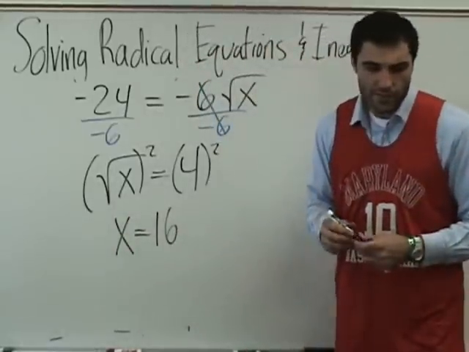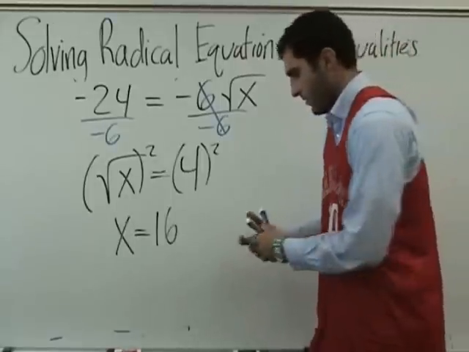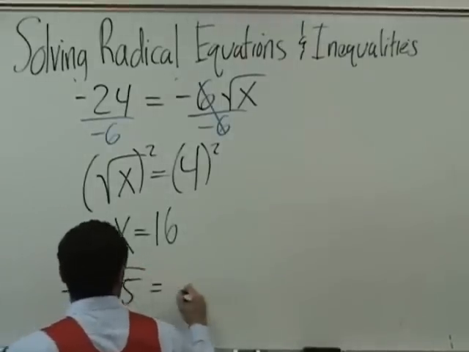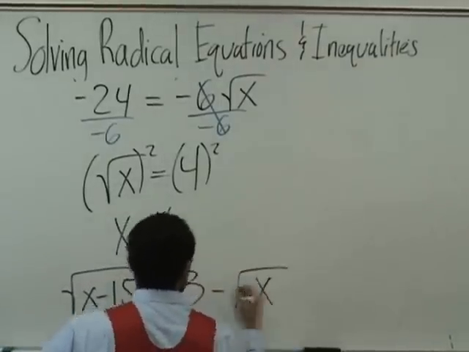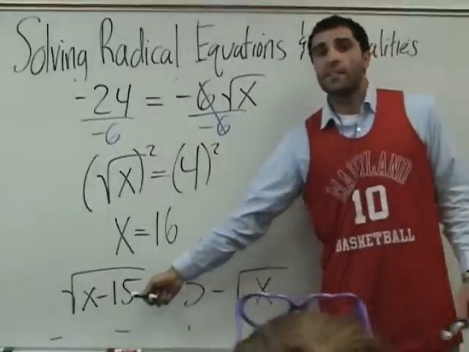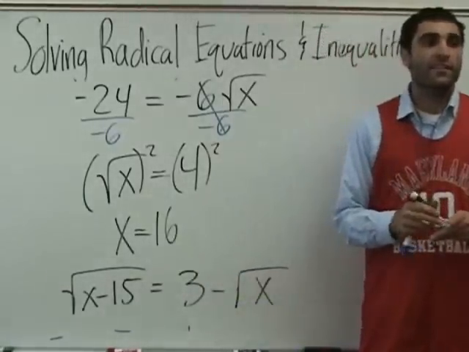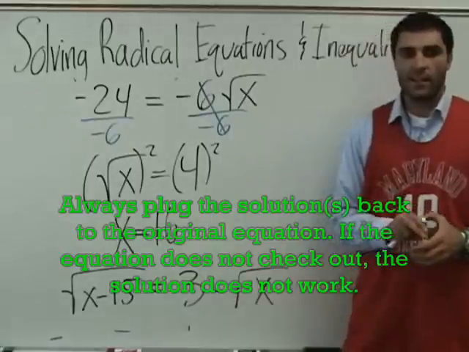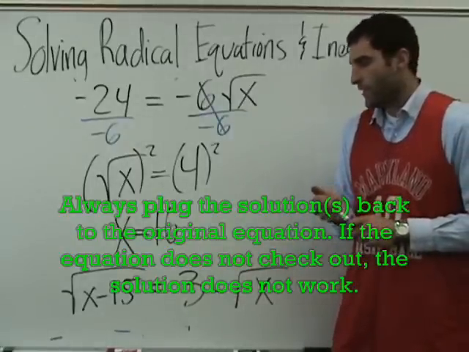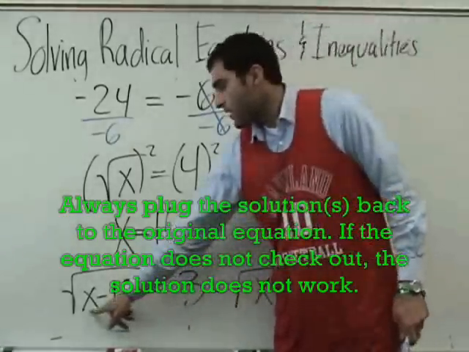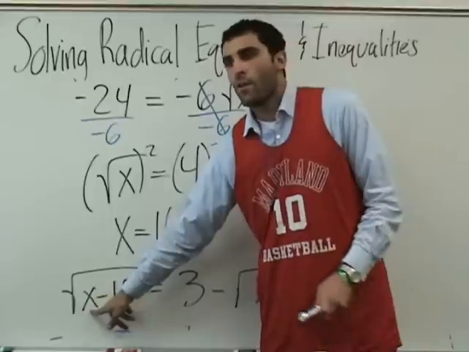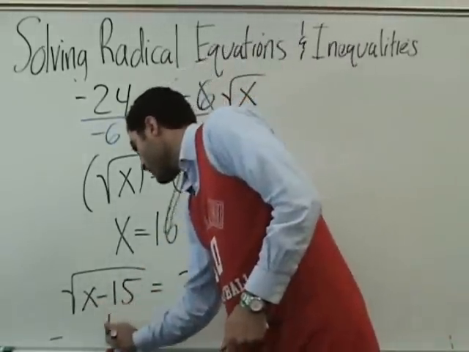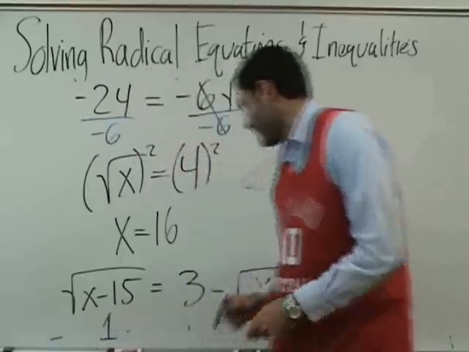So what was the original equation? It was square root x minus 15 equals 3 minus square root x. Okay, if 16 works here, then our solution is correct. If 16 does not work, there is no solution. Questions on that concept? Okay, feel free to ask if you have any. Here we go. Plug in 16 here. What do we get? 1. What's the square root of 1? 1. So this whole thing on the left side is 1.